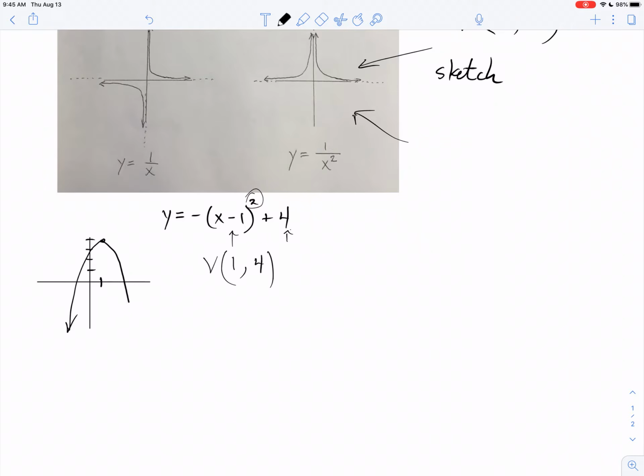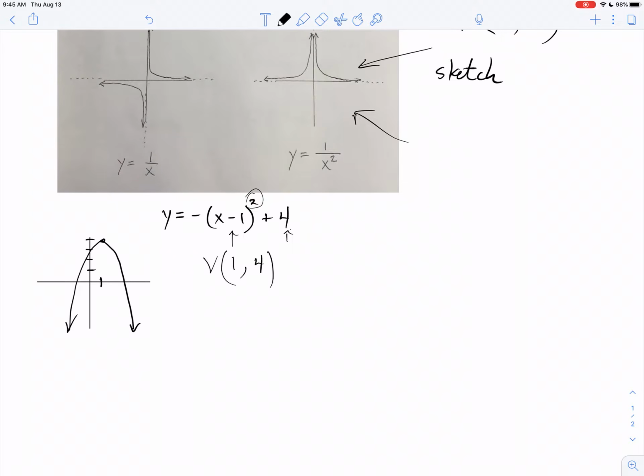And you might say, well, how do you know that's where it crosses the y? How do you know exactly where it crosses the x? You don't. We're making a rough sketch. We just want to have a ballpark idea. Where does this graph live?